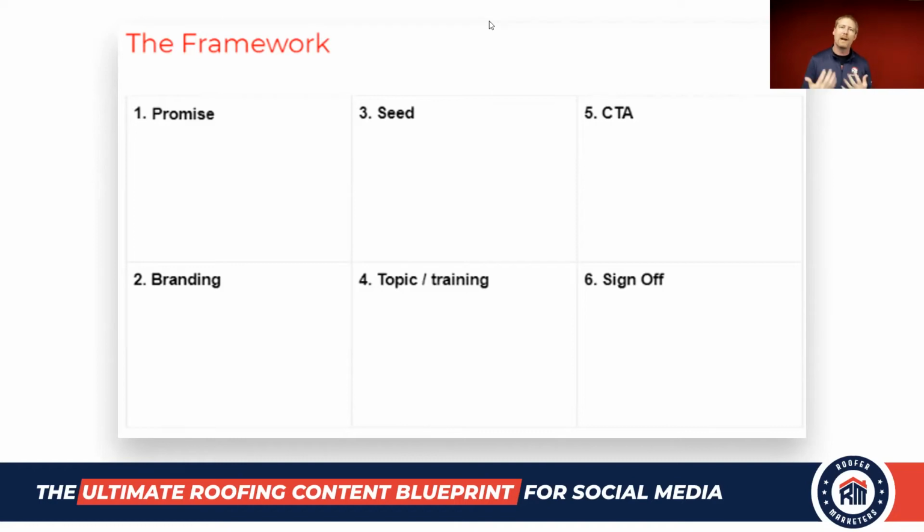Then you can enter your branding: "Hey, this is Jim Aline with Roofer Marketers." And then you want to seed. In seeding, you're giving a brief overview of what you're going to teach or go through. Then you go through the topic and training, you have a call to action, and you sign off. Now you have a framework to freestyle in. You're always going to start with a promise, add in your branding, seed the value, do your topic or training, have your call to action, and sign off.